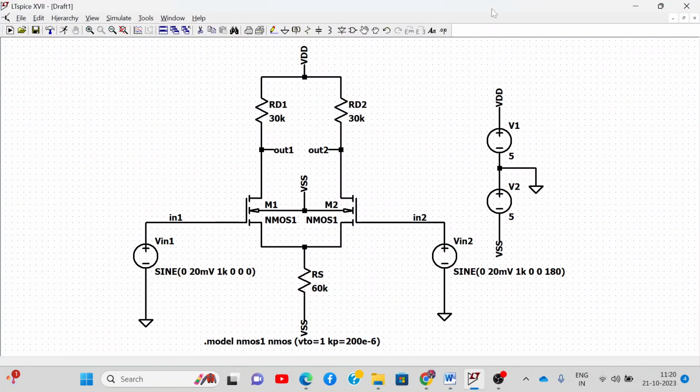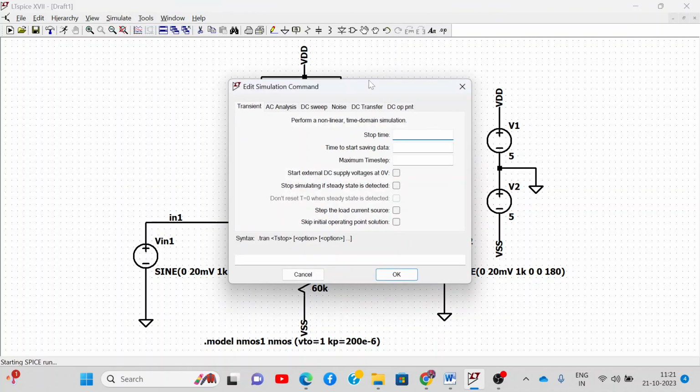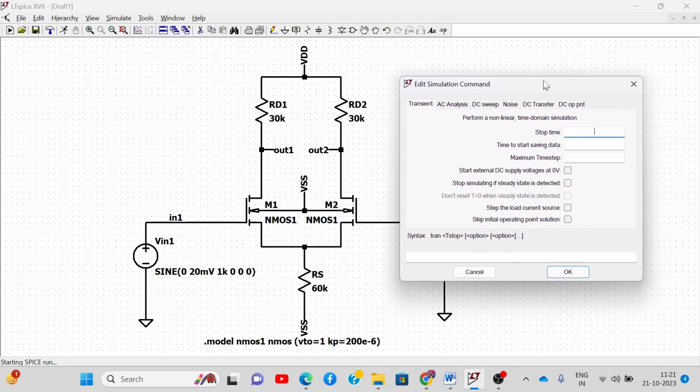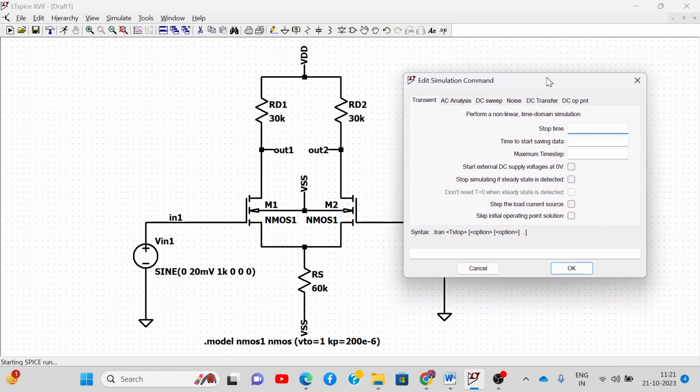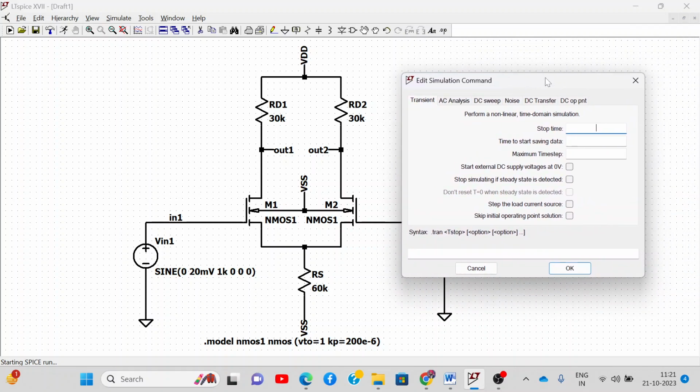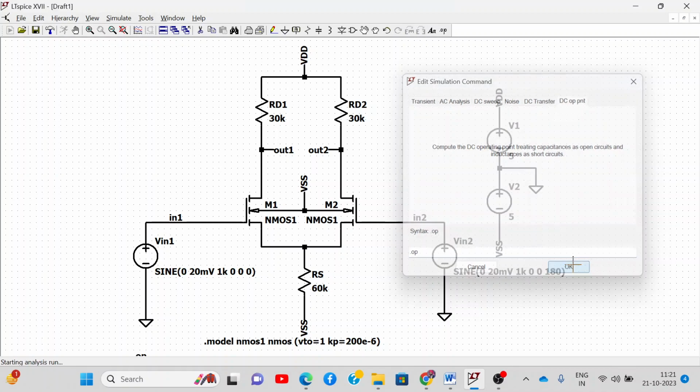So how do you do it? Anyone knows how to determine the Q point? You have done it once, right? Which simulation profile will you take? Transient, AC, DC operating point? You want to see the Q point. The Q point of a differential amplifier will be IDQ, VDSQ or VGSQ. Yeah. So you have to select DC operating point and click on OK.